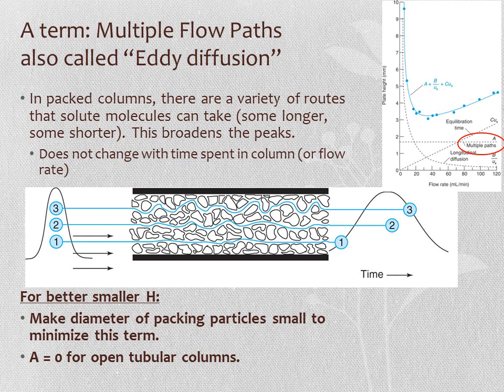It really has nothing to do with flow rate, it has everything to do with the column itself. And if you want to get a better plate height by working on this term, what you need to do is make the diameter of the particles small, or have no particles whatsoever. A is going to be 0 for an open tubular column. On the top right of this slide, what you'll see is the miniature version of the Van Deemter equation, and I've circled the multiple paths term, which is just a straight line across with no variability based on flow rate.